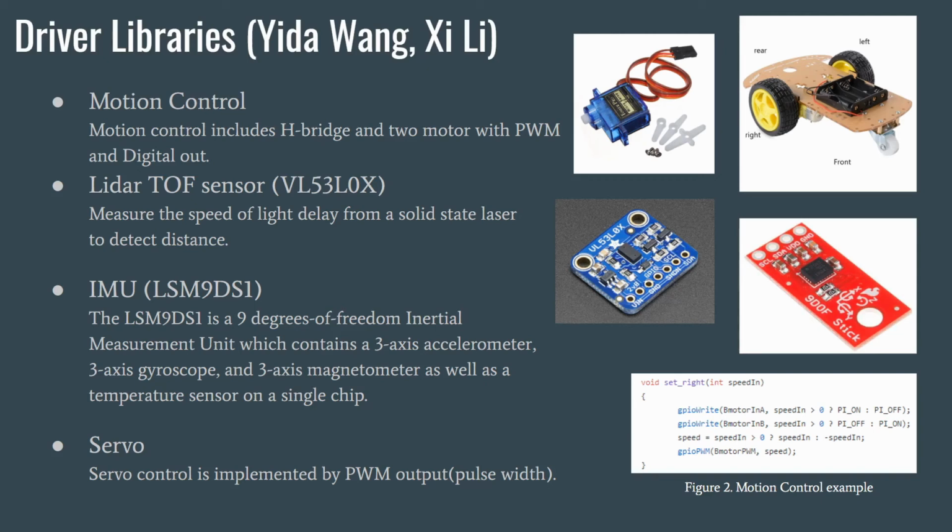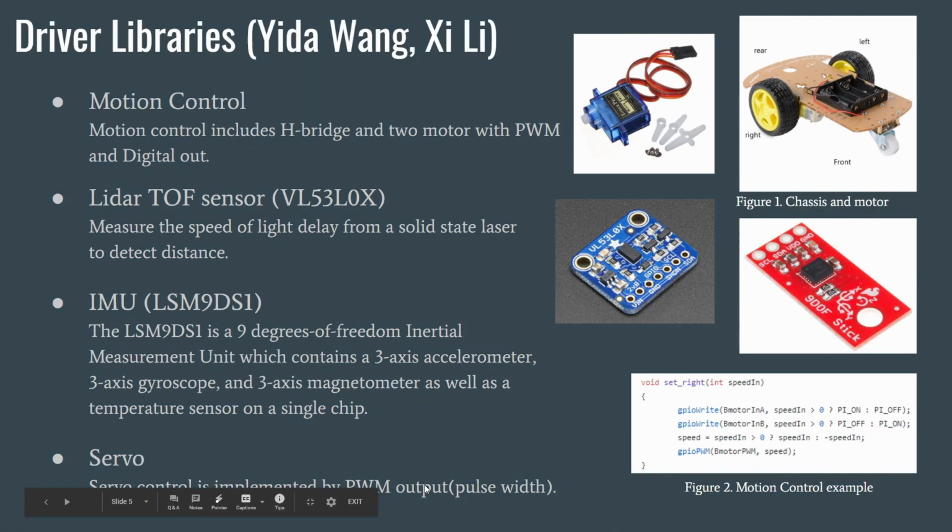The LSM9DS1 is a 9-degree of freedom inertia measurement unit, which contains a 3-axis accelerometer, 3-axis gyroscope, and 3-axis magnetometer, as well as a temperature sensor on a single chip. These sensors can be used to determine a very precise orientation and provide useful sensor readings for our project. Both LiDAR and IMU sensors use the I2C interface. The specific wiring instructions are provided on our GitHub website. All the sensor readings are collected and uploaded to our server, so you can see them in our demo video on the bottom right corner of the web page.